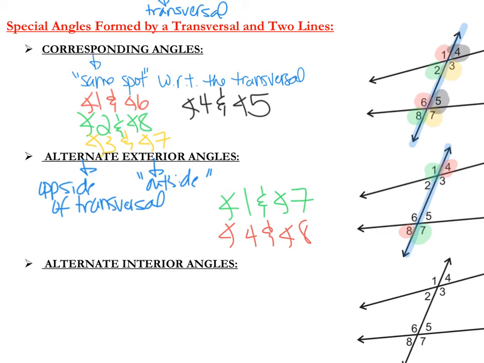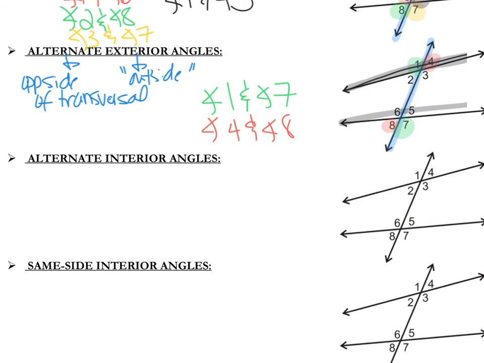Okay. And maybe you want to highlight this to represent the exterior, so we know we're working on the outside. All right, alternate interior angles. So again, if you want to highlight this so you can see that this is going to be the interior. So we're going to work with angles 2, 3, 6, and 5. And then the transversal is the one that goes between both, that intersects both lines.